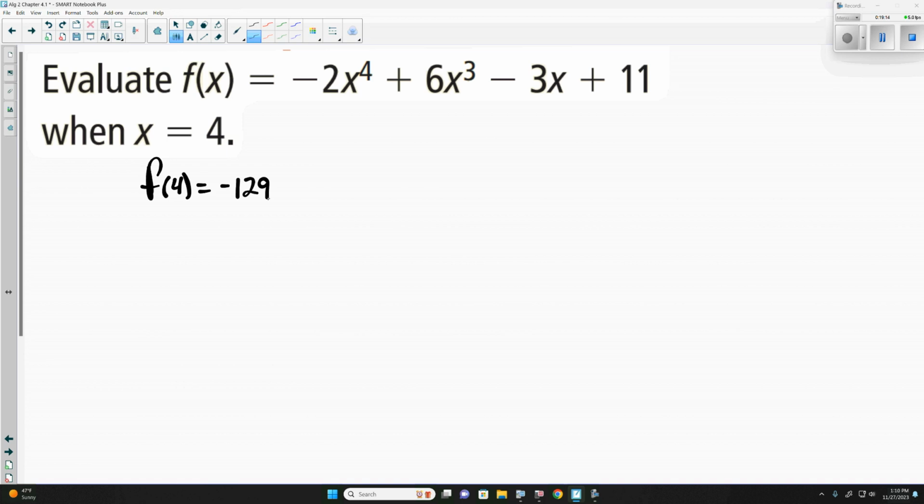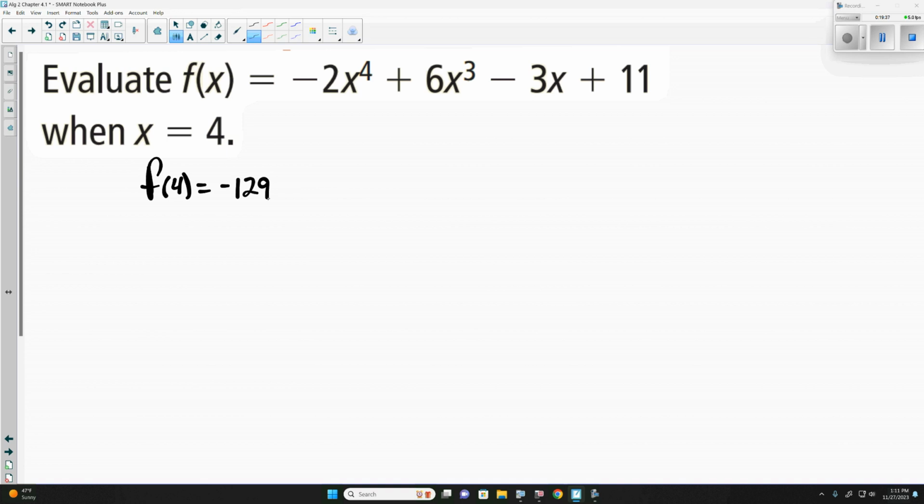As we could say negative 2(4)^4 + 6(4)^3 - 3(4) + 11 and get the same thing. Either way works. Questions on this here?